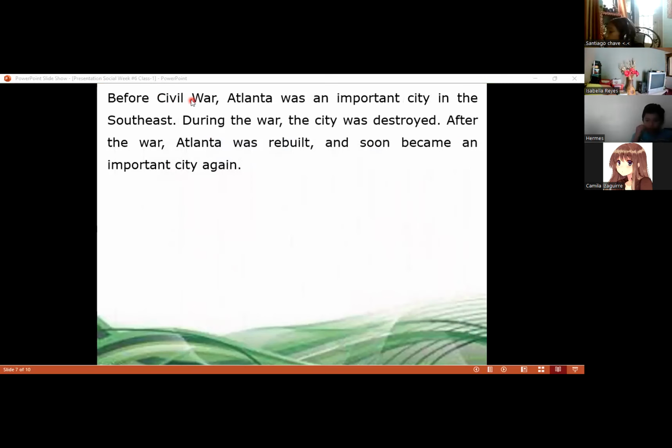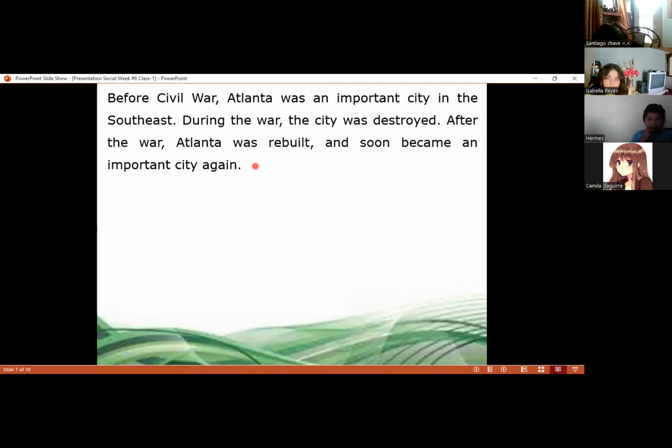Before the Civil War, Atlanta was an important city in the South. During the war, the city was destroyed. After the war, Atlanta was rebuilt and soon became an important city again. Excellent. So you see here, remember, everything of this is happening after the Civil War.